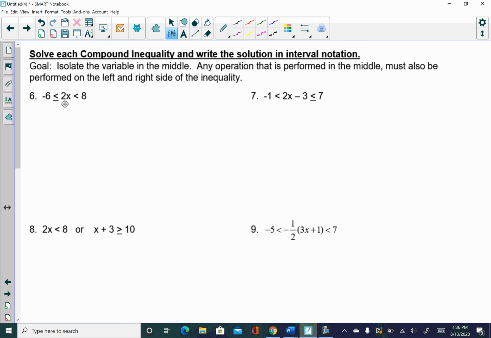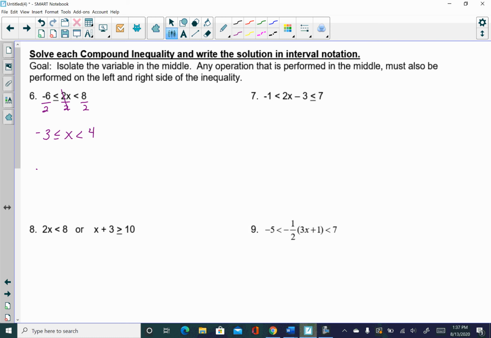So here in number 6, the only thing that I need to do is get rid of that 2 beside my x, so just divide by 2. Do it on the left and the right. So that way in the center, those 2's cancel out and just leaves me with a single x, which is what I wanted. Negative 6 divided by 2. 8 divided by 2. Okay.